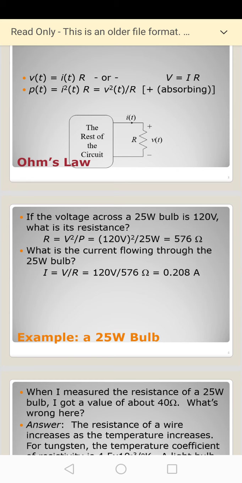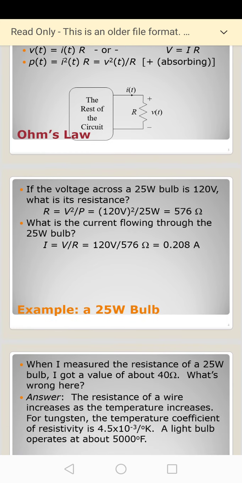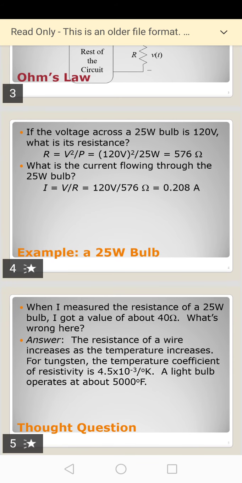If the voltage across a 25 watt bulb is 120 volts, what is the resistance? Resistance is equal to V squared by P, equal to 120 volts squared by 25 watts. That is 576 ohms. What is the current flowing through the 25 watt bulb? I is equal to V by R, 120 volts by 576 ohms, equal to 0.208 amperes.